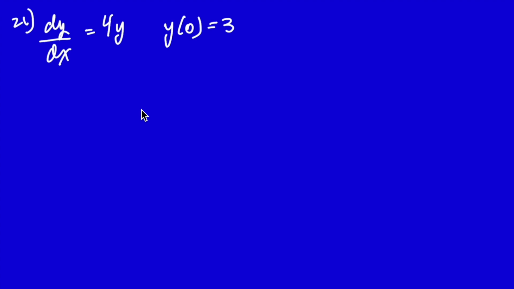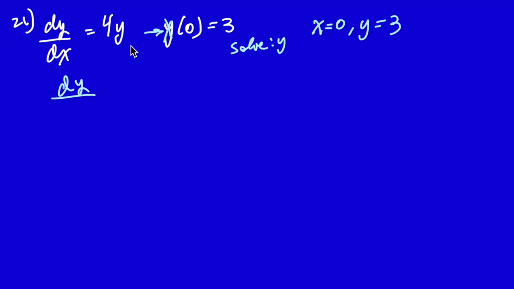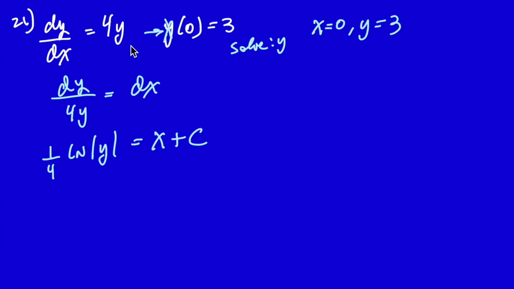Next, we are told dy dx equals 4y, y of 0 equals 3 as the initial condition. So here we're going to be solving for y, and we're going to have x equals 0 and y equals 3. We're literally going to ignore that y. Okay, so let's divide both sides by 4y and multiply both sides by dx. That's going to yield dy over 4y equals dx. When we integrate, we're going to pull out a 1/4, and we're going to end up with natural log absolute value of y. And over here, we're going to end up with x plus c.